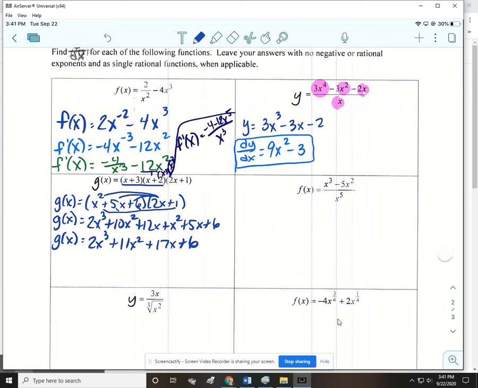Okay, so now we're ready to go ahead and find the derivative by multiplying by the exponent and subtracting 1 to get our new exponent. And once we get down to the 6th, because it's a constant, the derivative is 0, so it just drops off.